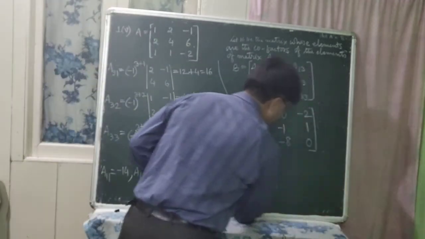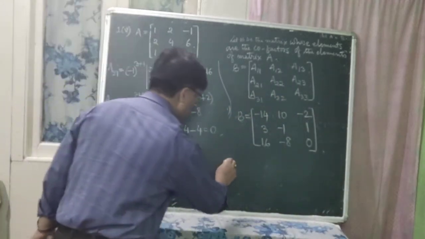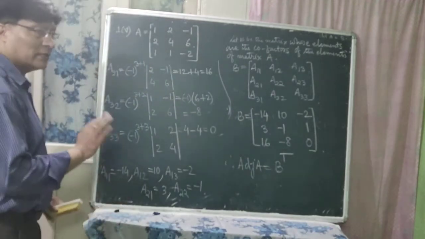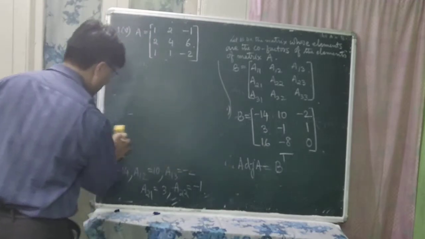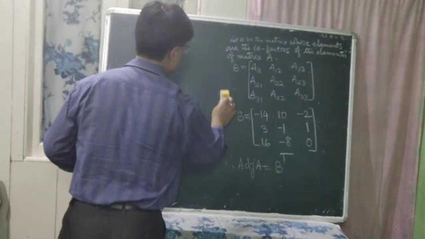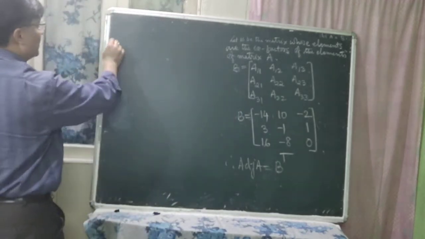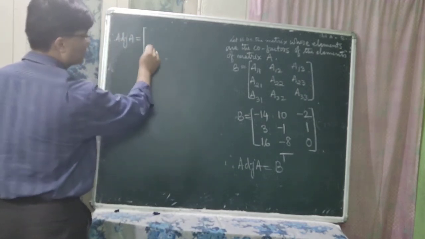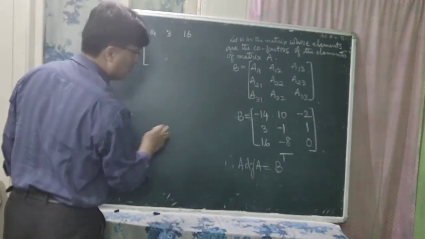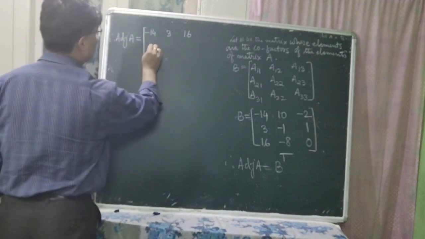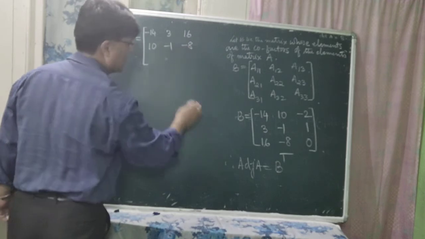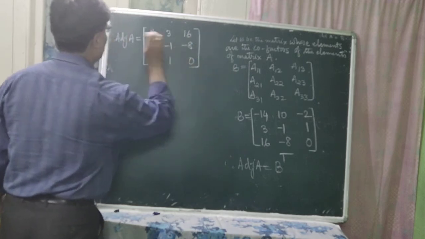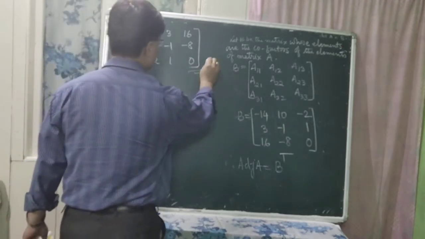Now you have to find the adjoint of A. It is defined as B transpose. That is, in matrix B you have to change rows into columns and columns into rows, right? That will give you the adjoint of A. So what is B transpose? The first column becomes the first row: -14, 3, 16 is the first row. What is the second row? 10, -1 and -8. And next, -2, 1 and 0. So this is your adjoint of A. This is the answer, right?